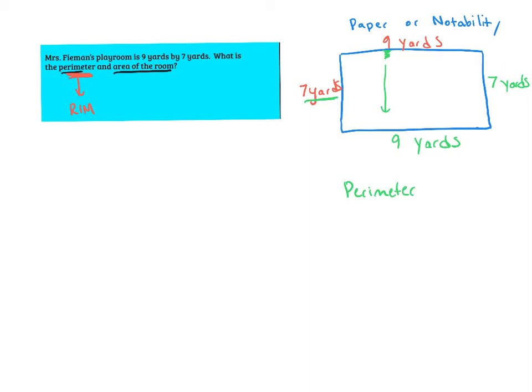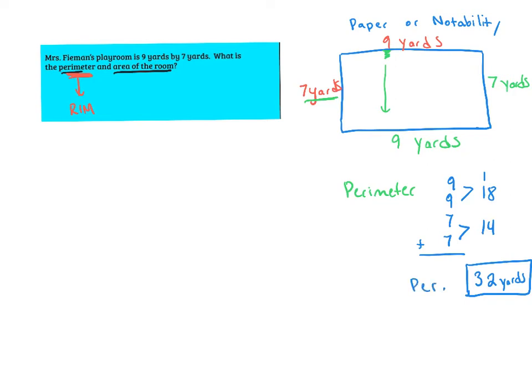So for perimeter, you should have added up 9 plus 9 plus 7 plus 7. You could have also multiplied 9 times 2 and 7 times 2, and then added those up. So either way, you should have gotten 32. And remember, we label that yards. 32 yards for my perimeter.